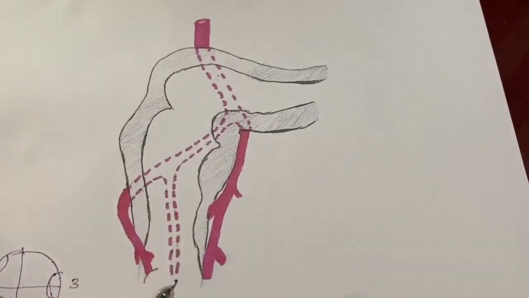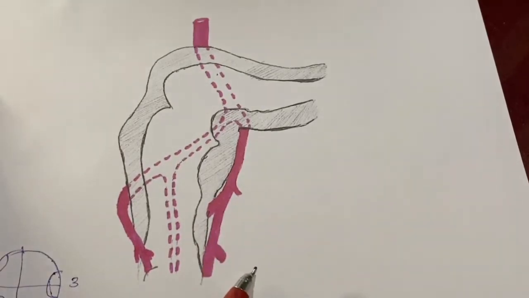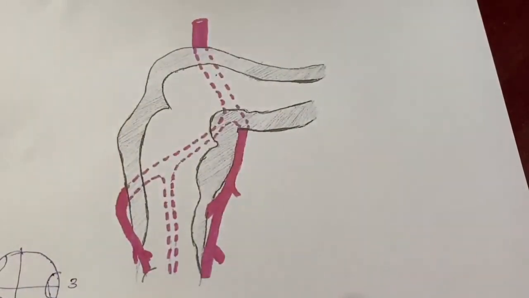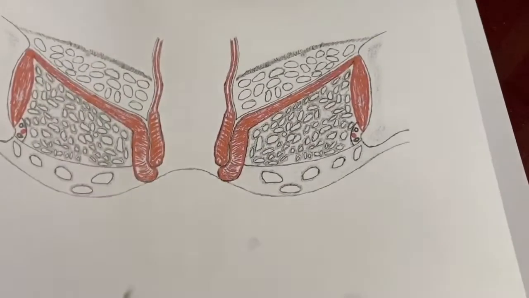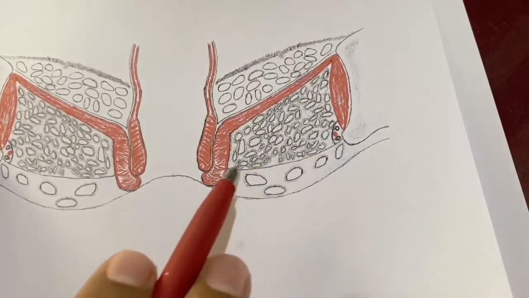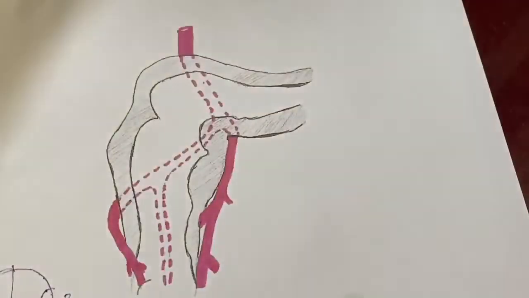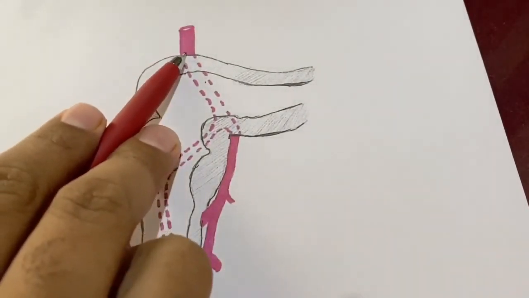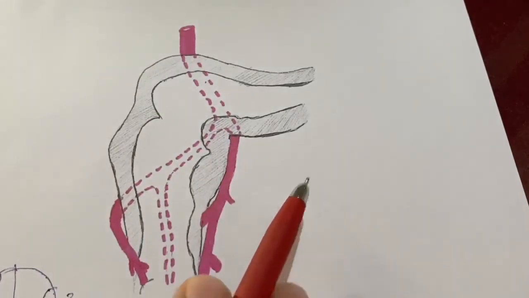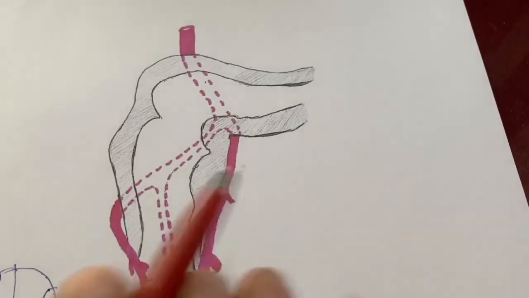Other arteries supplying the rectum are the middle rectal artery, a branch of the internal iliac artery, and the inferior rectal artery, a branch of the internal pudendal artery, which passes through the Alcock canal. So we have three rectal or hemorrhoidal arteries: the superior rectal artery, the middle rectal artery from the internal iliac artery, and the inferior rectal artery from the internal pudendal artery, which is a branch of the internal iliac artery.